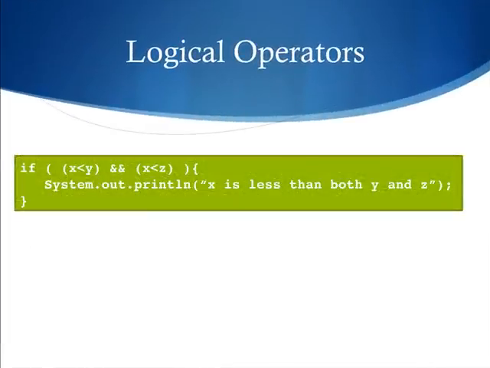So here's an example of a statement with logical operators. What this basically says is that x has to be both less than y, and at the same time x has to be less than z. Both sides of this statement have to be true before this statement down here will be executed.